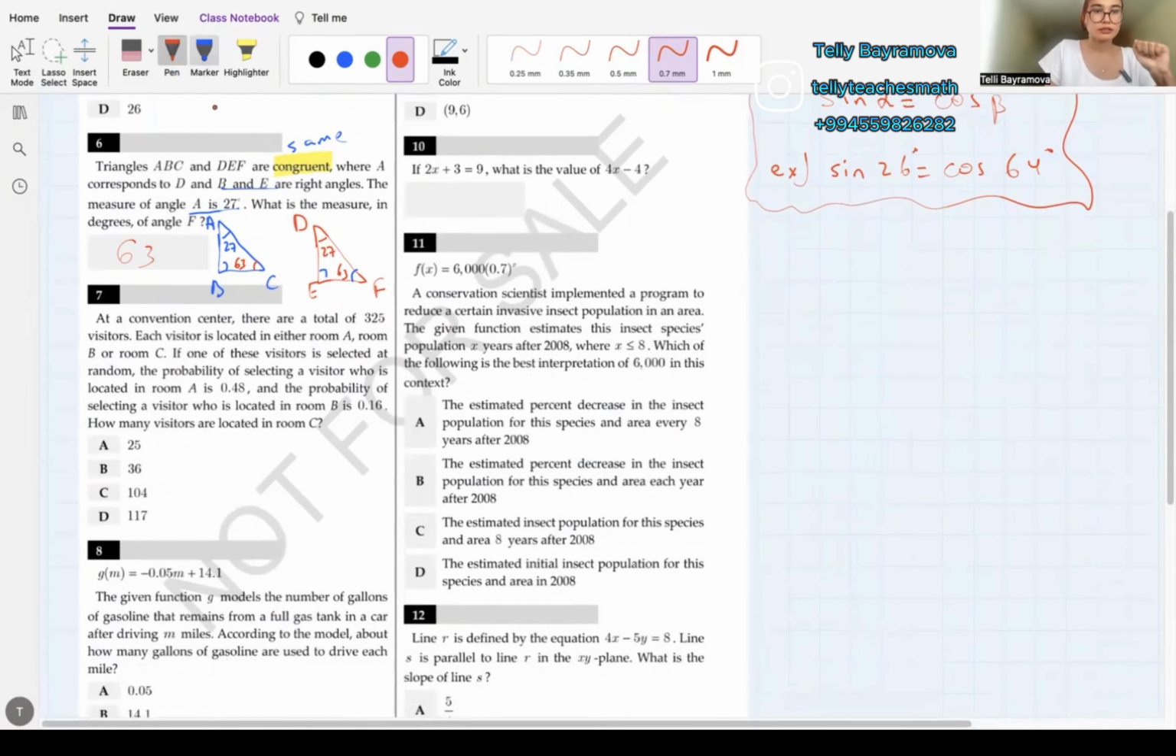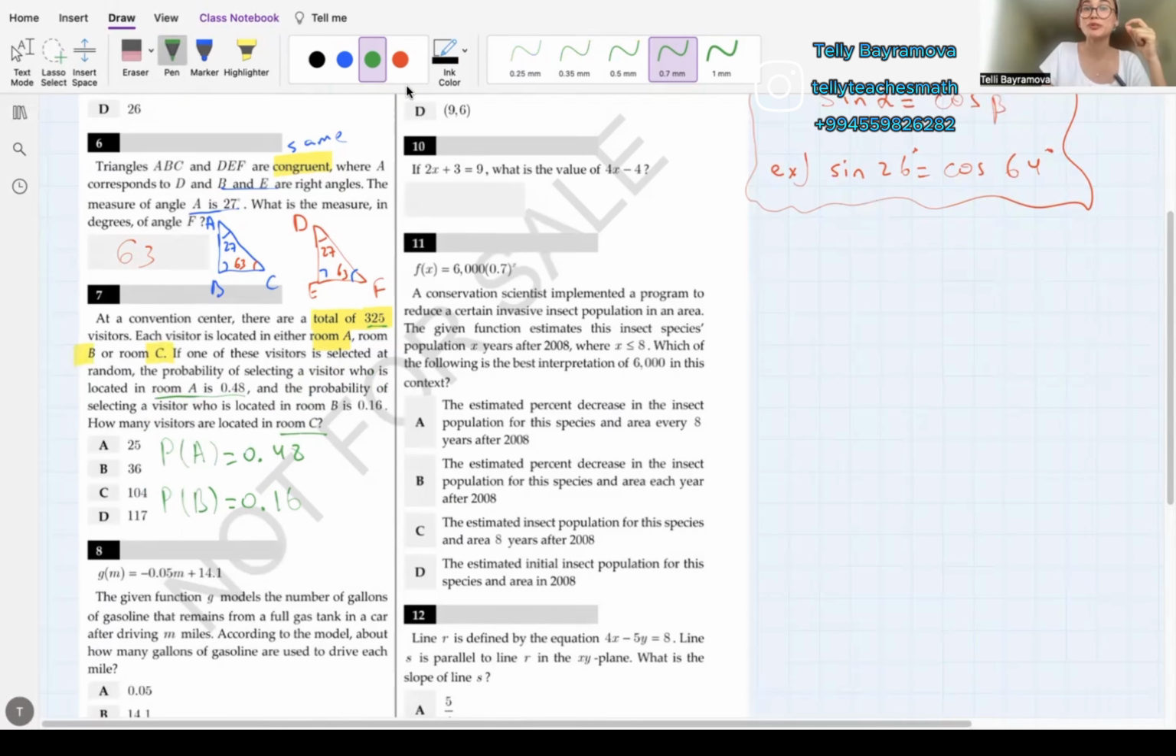Okay, let's talk about this one. At the convention center, there are a total of 325 visitors. Each visitor is located in either A, B, or C. One of the visitors is selected at random. Probability of A is 0.48, right? Probability of B is 0.16. How many visitors are located in room C? How many visitors, not probability.